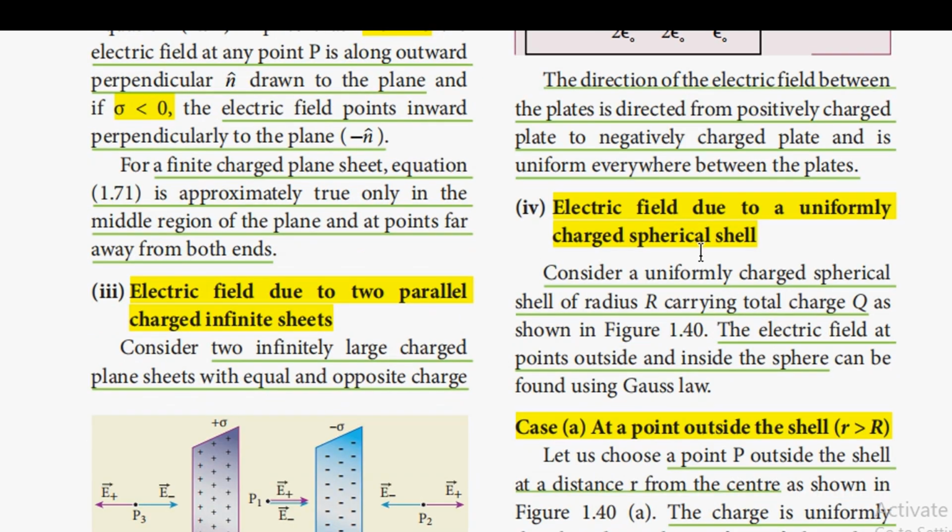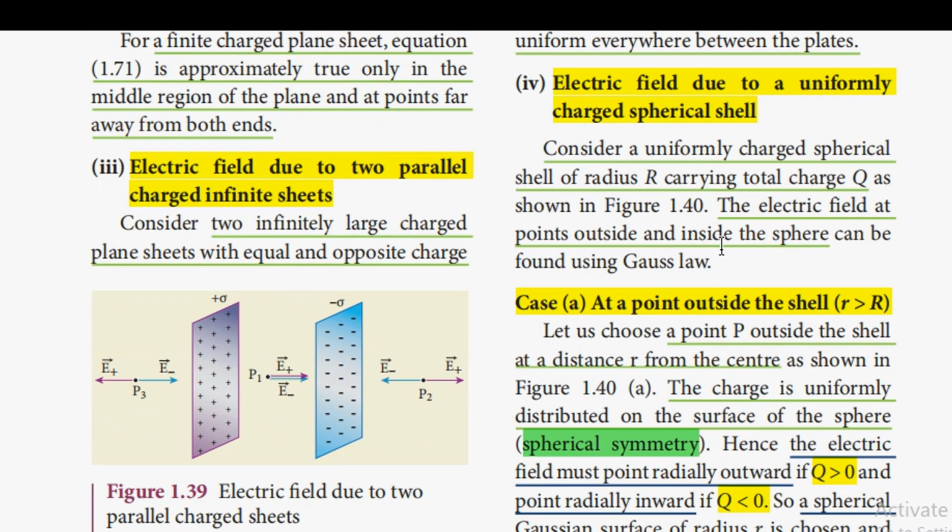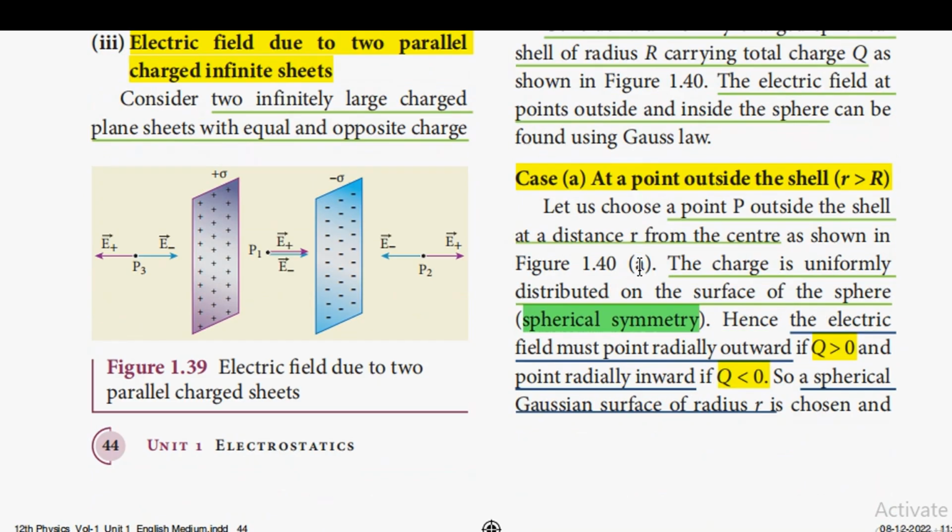Next, the fourth case: electric field due to a uniformly charged spherical shell. Consider a uniformly charged spherical shell of radius R carrying total charge Q as shown. The electric field at points outside and inside the sphere can be found using Gauss law. First, let us consider a case in which the point lies outside the shell, such that r is greater than capital R. Let us choose a point P outside the shell at a distance r from the center as shown.